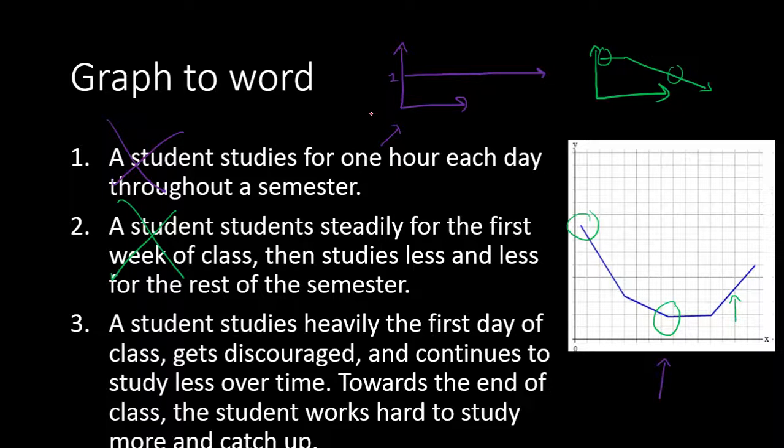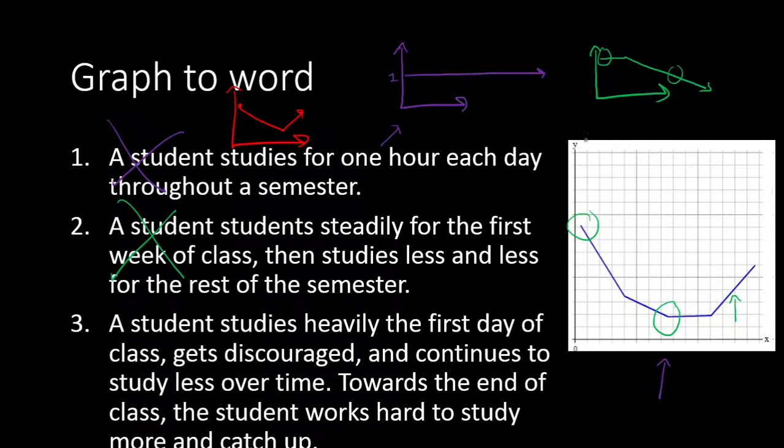A student, and I'll draw this one as well. A student studies heavily the first day of class, alright, so they start high, gets discouraged and continues to study less over time. Towards the end of class, the student works hard to study more and catch up. So I would think that the graph might look something like that.